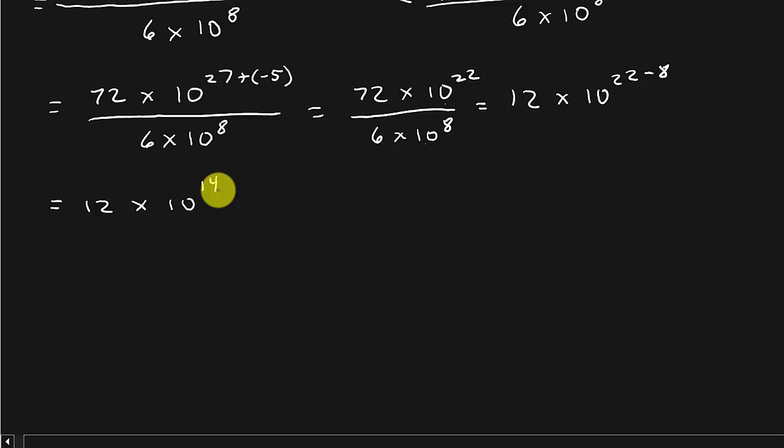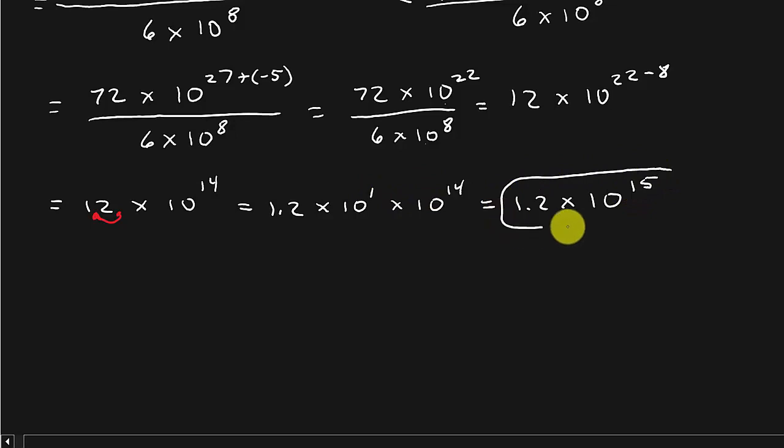And then, just like before, see the 12? I've got to rewrite the 12 in scientific notation. So I've got to move the decimal one place to the left. That's going to be 1.2 times 10 to the 1st times 10 to the 14th. Add the exponents: 1 plus 14 is 15. So this is going to be 1.2 times 10 to the 15th. And there's my answer.